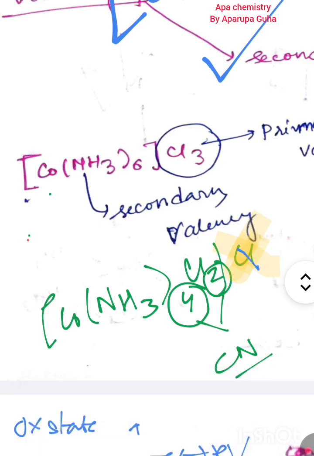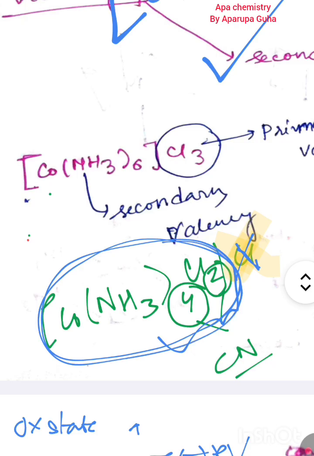For secondary valency we forget this Cl. We only consider this part. That's why we have to consider this Cl2 and NH3 whole 4. Right? So that means this secondary valency only focuses on the coordination sphere, not on the ionizing part. Okay, only focus on the third bracket.